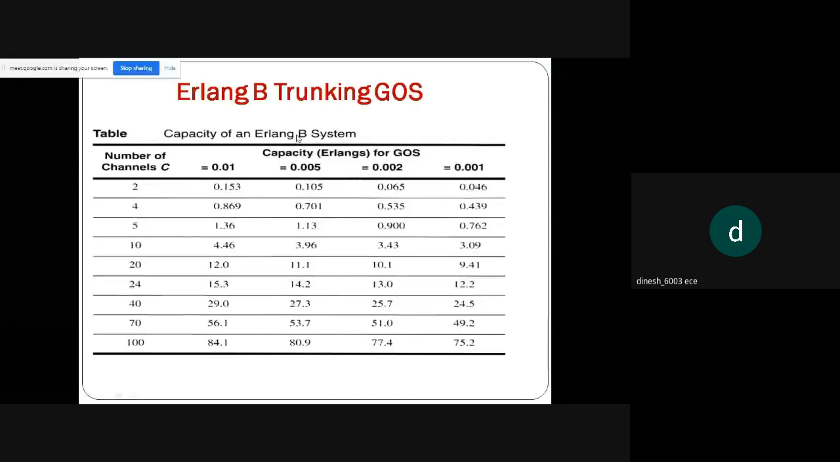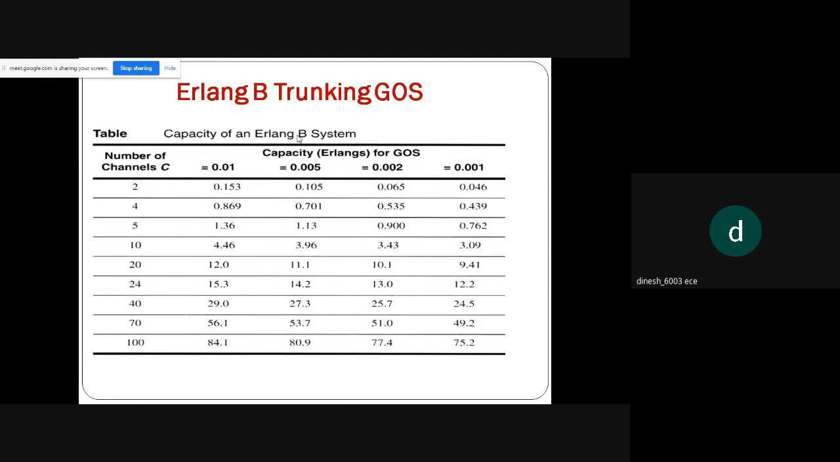This is the same Erlang trunking of GOS showing the capacity of Erlang systems. If the number of channels increases, you can see the capacity also increases for different GOS from 0.01 till 0.001.